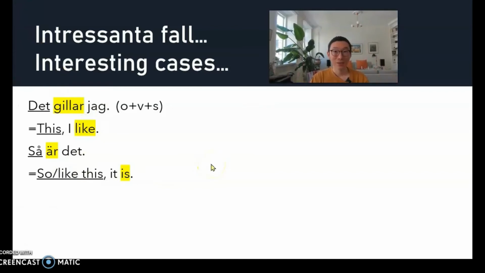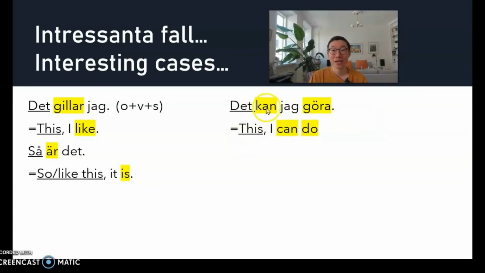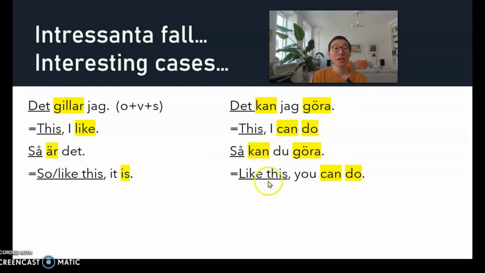Okej, vi kan fortsätta. Let's continue. Du kan säga det kan jag göra. Det kan jag göra. Now it's a slightly more complicated example because now the helping verb, the auxiliary verb, is involved. Det kan jag göra betyder this I can do. Du kan också säga så kan du göra. Like this you can do. Så kan du göra.